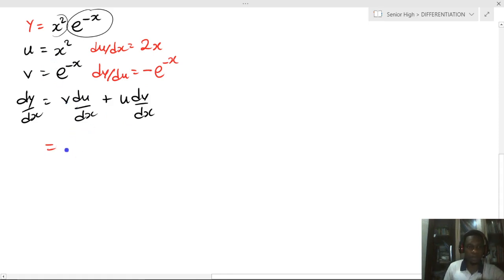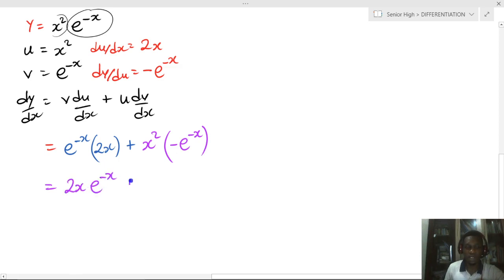Our v is exponential minus x multiplying our du dx, that's 2x, plus our u dv dx. u is x squared, and then our dv dx is minus exponential minus x. So therefore we can multiply the two of them to give us 2x exponential minus x. Then this plus will actually change to minus because minus is multiplying plus here. So here will be minus x squared exponential minus x, and this is your answer for dy dx.